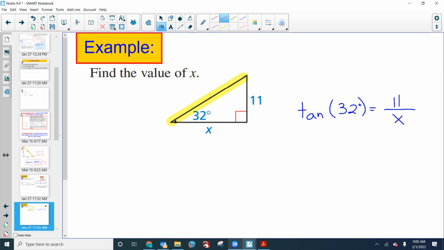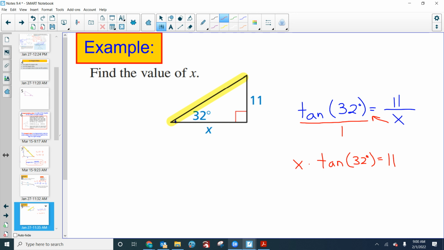So how do I get x? How do I solve for x in this problem if it's in the denominator? Multiply, right? Multiply. And some of you may be thinking cross multiply. Isn't this really over 1? So when I cross multiply, I'm going to get x times, write this down, the tangent of 32 equals 1 times 11. So just 11. Cross multiply. Why? Because x was in the denominator.